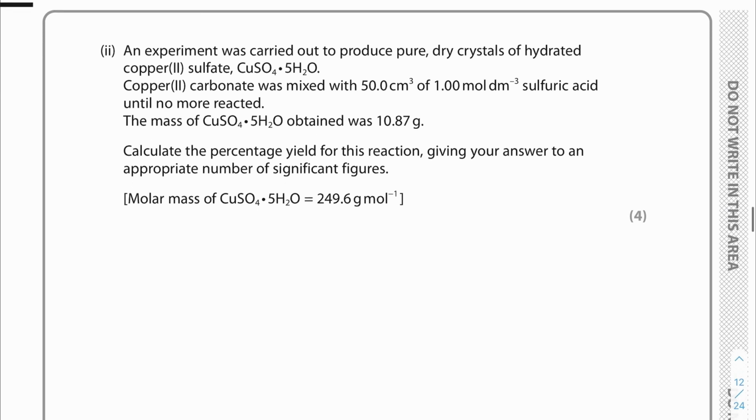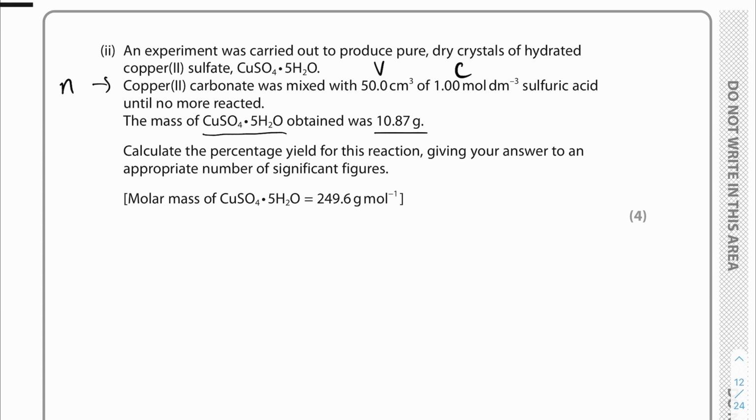Okay, so an experiment was carried out to produce dry crystals of hydrated copper sulfate. Copper carbonate was mixed with 50 cm cubed of 1 mole per dm cubed. Automatically, I see this is volume and this is concentration. So I will have to work out the moles of this. The mass of CuSO4.5H2O is this. Calculate the percentage yield for this reaction.